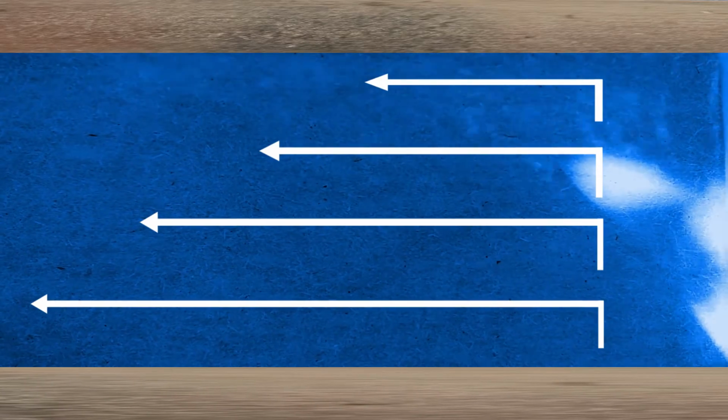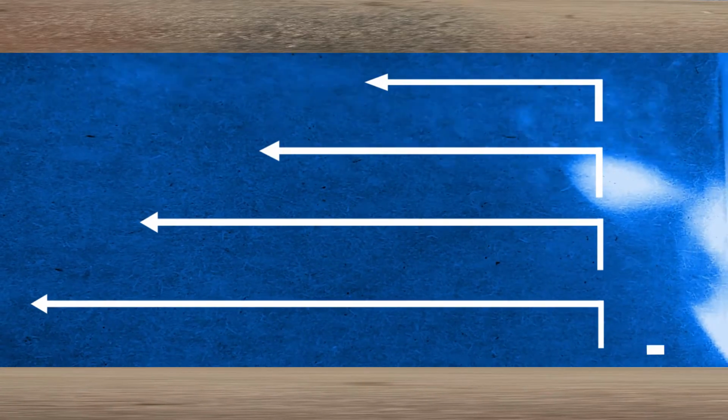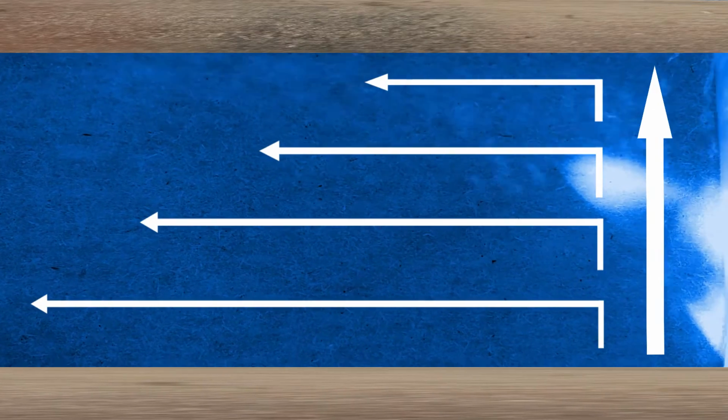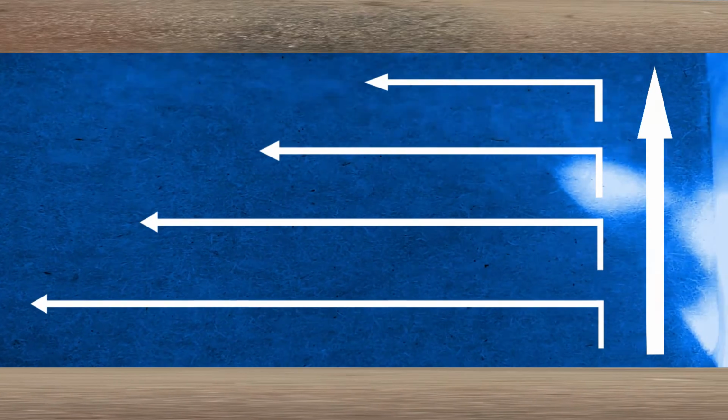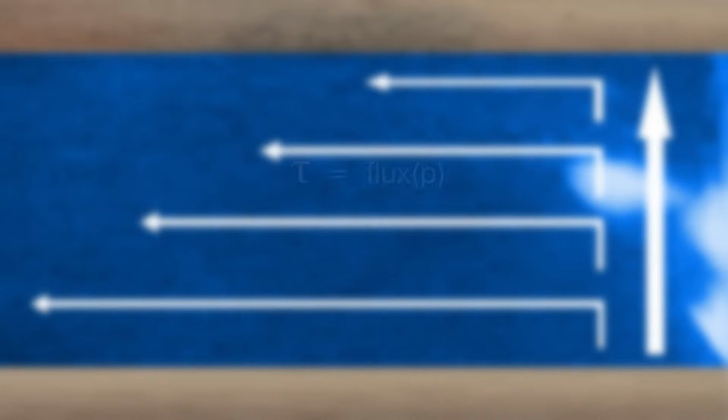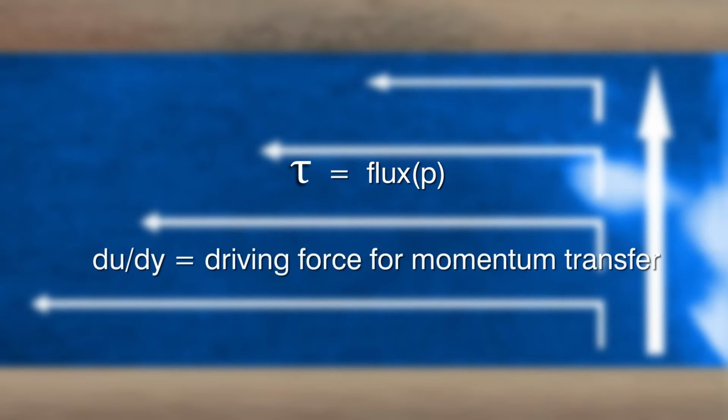Momentum in the x direction is thus transmitted through the fluid in the y direction, from regions of high velocity to low velocity. In this interpretation, shear stress is considered as the momentum flux. The velocity gradient acts as the driving force for momentum transfer.